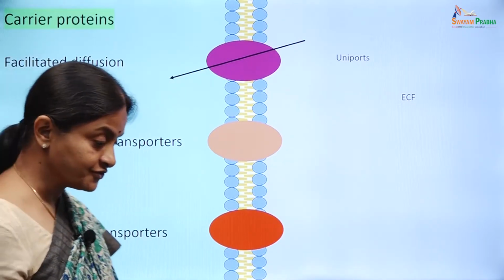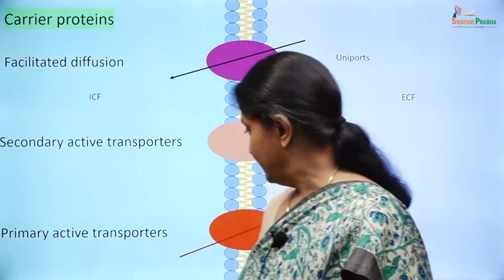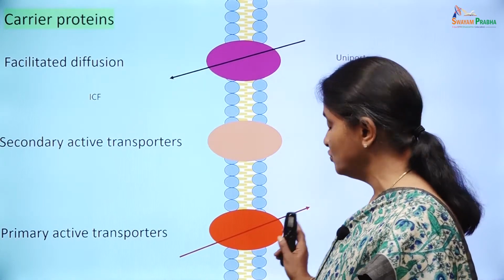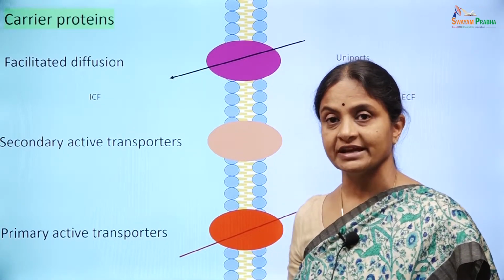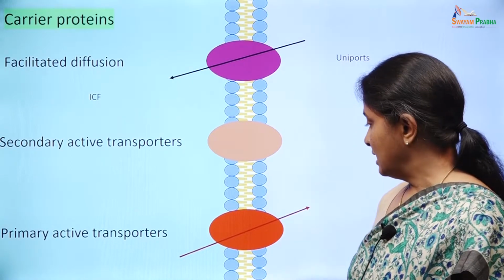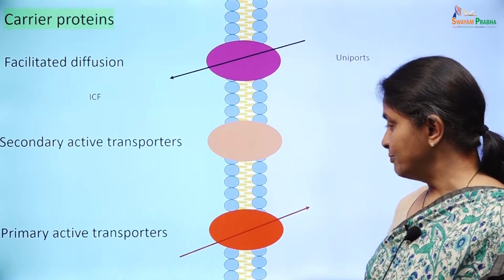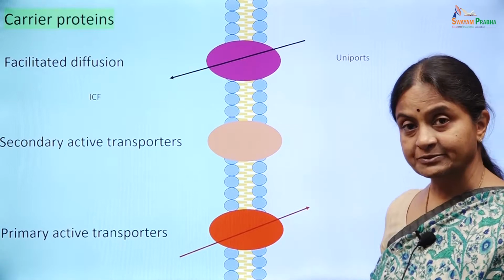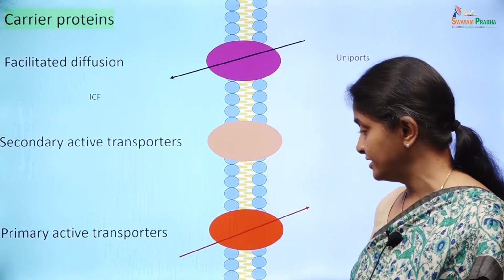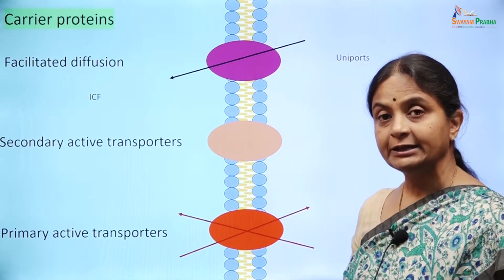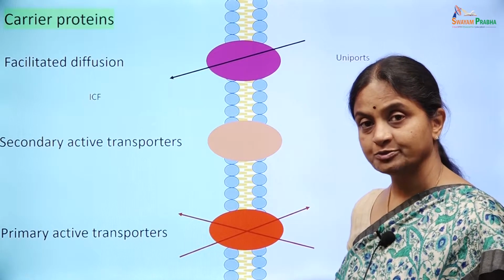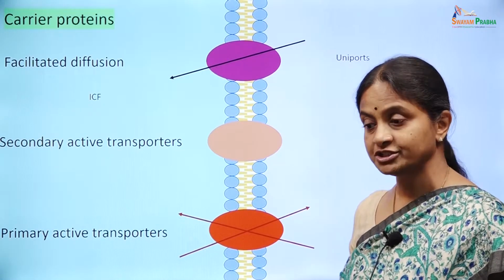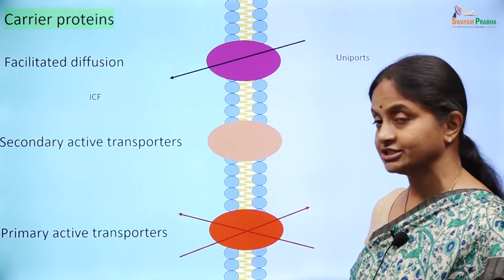In primary active transport, the substance to be transported moves against its concentration gradient. These are either uniporters, where there is only one substance that is pushed against a gradient, or they could be antiporters. They could transport two substances in opposite directions, both of them against their concentration gradients.